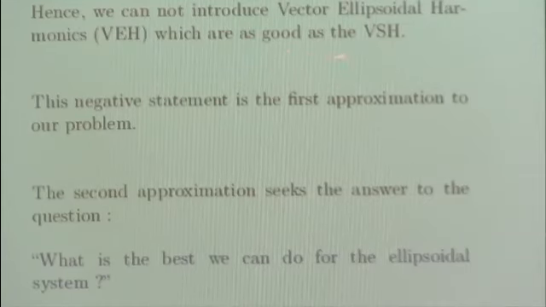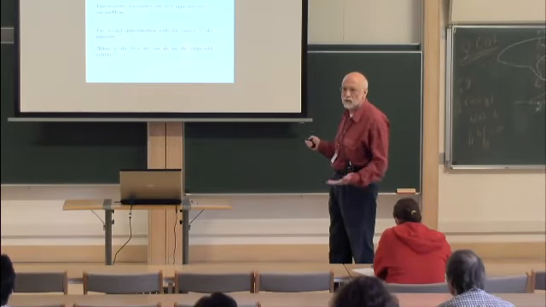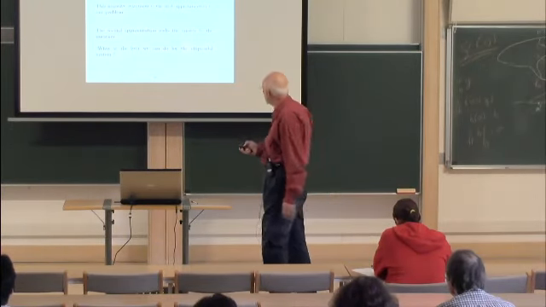So the answer is that we cannot have vector ellipsoidal harmonics which are as good as the spherical harmonics. But then, if we look at this as a first approximation, we go to the next question, the next approximation, and ask what is the best we can do with the ellipsoidal system. Okay, we cannot do as well as the spherical, but what's the best we can do?